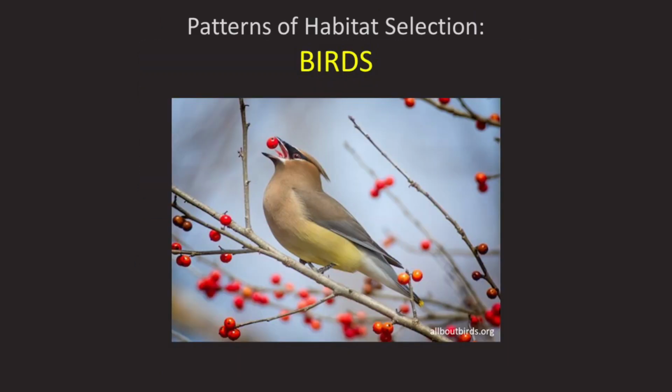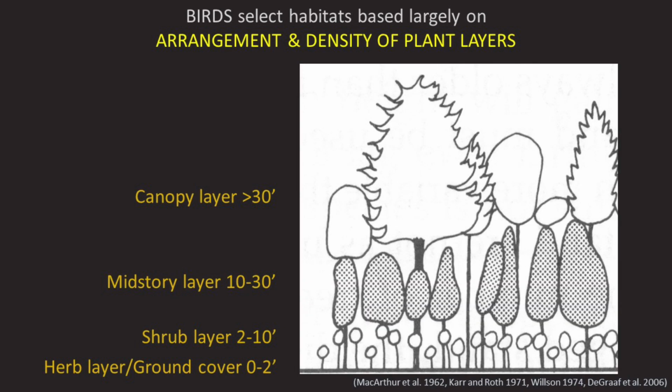I'll first discuss the patterns of habitat selection by birds. Birds select their primary habitats based largely on the arrangement and density of plant layers. In any given habitat, look for the presence or absence and the density of plants within 4 different layers. Beginning at the ground, we have the herb layer and ground cover layer, which includes the plants, fallen logs, stones, and leaf litter occurring within 0 to 2 feet above the ground. The shrub layer, that includes shrubs and young trees growing within 2 to 10 feet above the ground. The mid-story layer, that includes tall shrubs and small trees growing 10 to 30 feet above the ground.